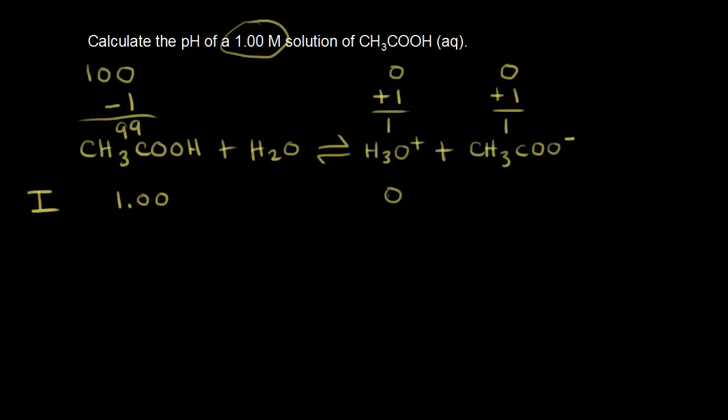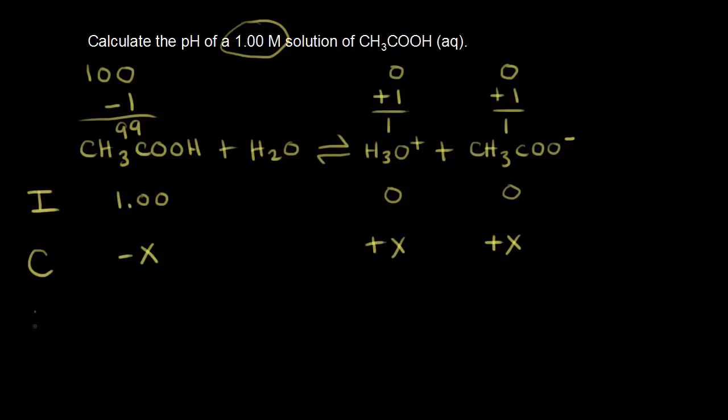So the concentration of hydronium is 0, and the concentration of the acetate anion is also 0. Next, we're going to write a C here for change. Let's define X as the concentration of acetic acid that reacts. That means we're going to lose a certain concentration of acetic acid, and therefore we're going to gain the same concentration of the acetate anion and the same concentration of the hydronium ion.